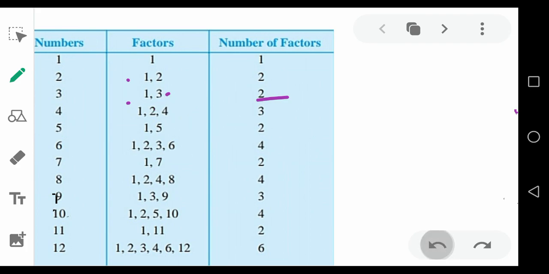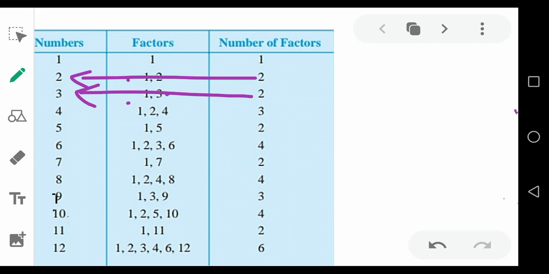Now, based on this table, we are going to divide the numbers into two types, that is, prime numbers and composite numbers. Prime numbers means the numbers which are having exactly 2 factors. So which are the numbers having exactly 2 factors? You can see 2 is here. Then here also 2.